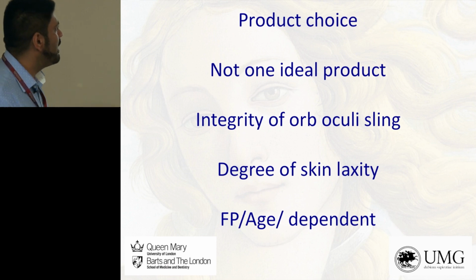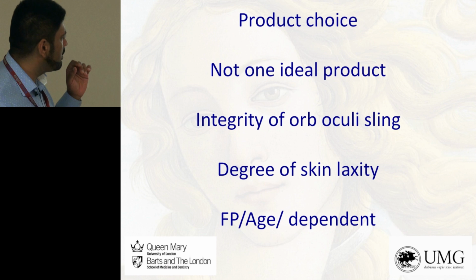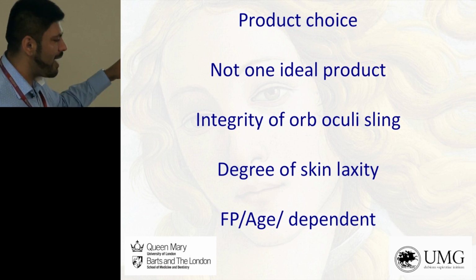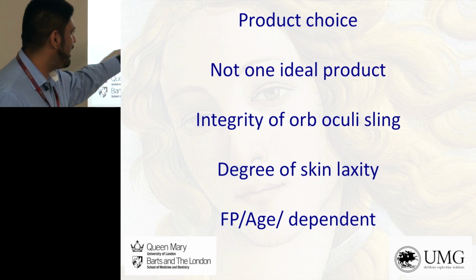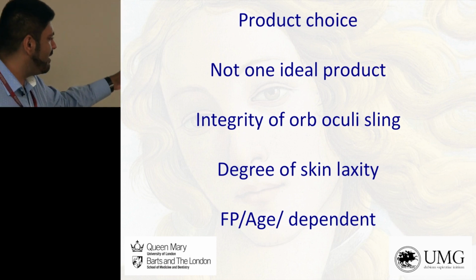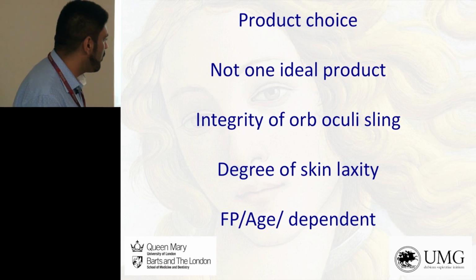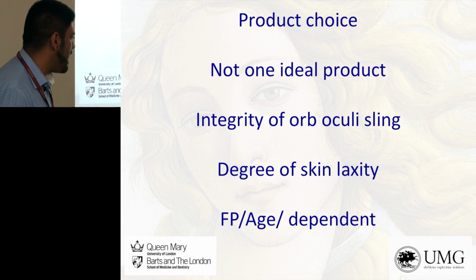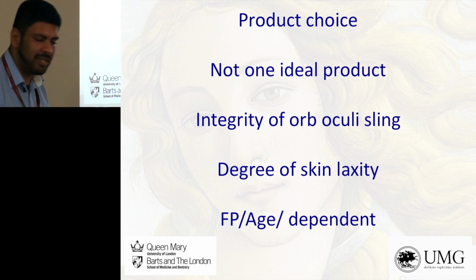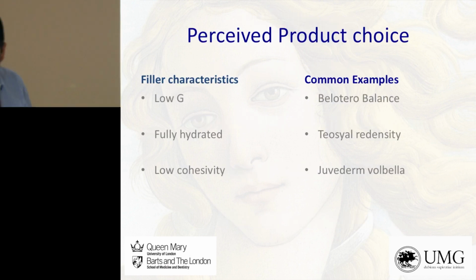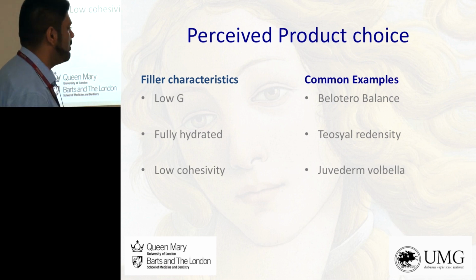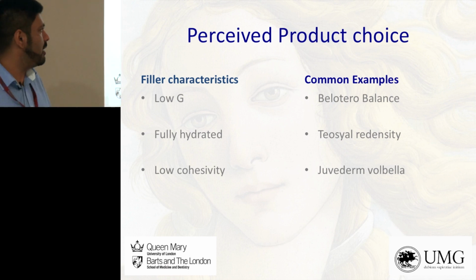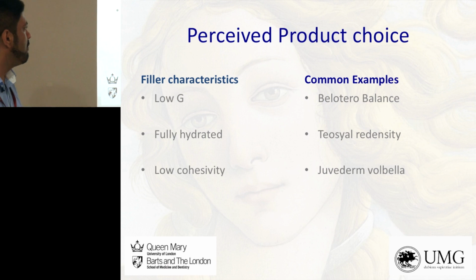So let's think quickly about product choice. There's not one ideal product, but we also have to think about other factors that affect our product choice. How intact is the orbicularis oculi sling? How lax is the skin in that area? These are all things that help determine that, the age of the patient, the Fitzpatrick skin type of the patient. So the perceived product choice, I call it the perceived product choice, is that the safer perceived product choice is a lower G prime filler.